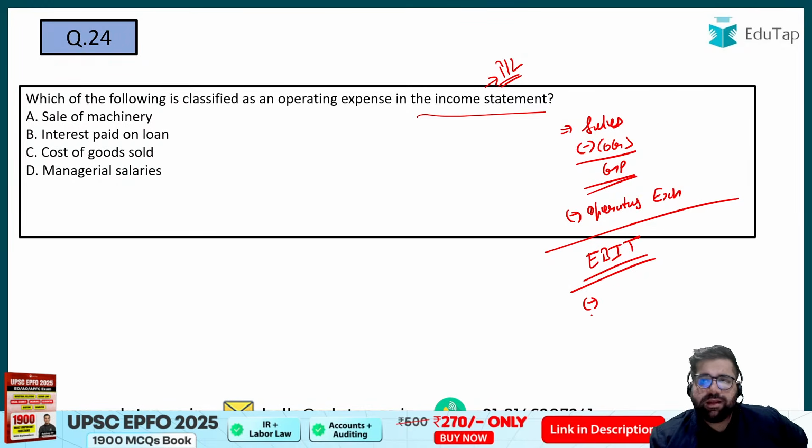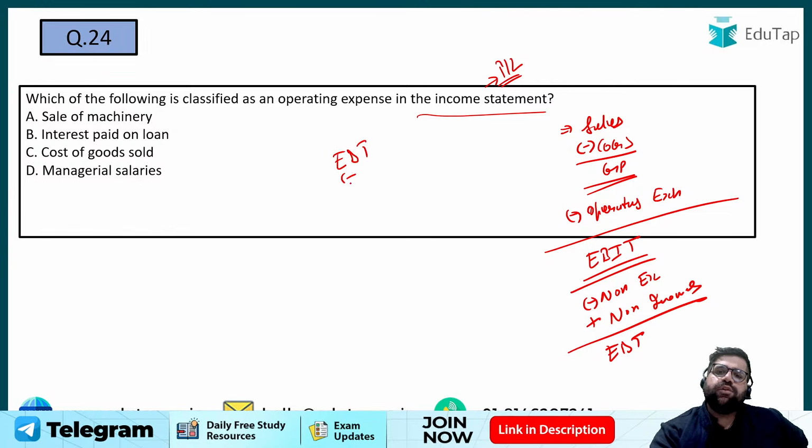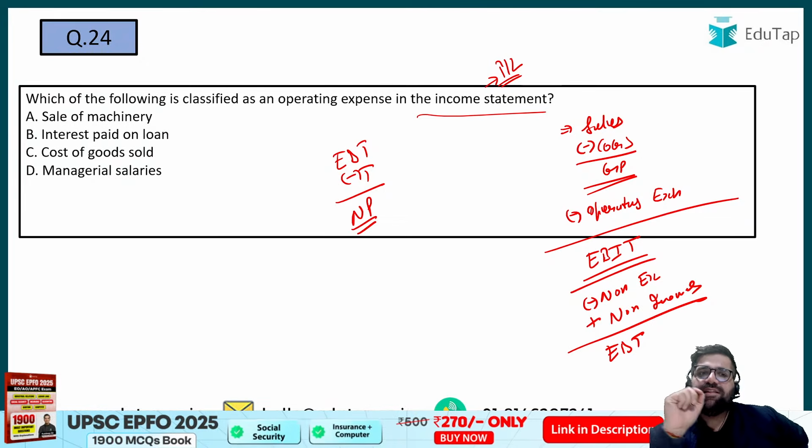Then you deduct and add. Deduct what? Non-operating expenses and non-operating incomes, right? Then you get earning before taxes. Once your earning before taxes is there, you reduce taxes and then you get your net profit after tax. So I hope you recall what we do in the income statement.